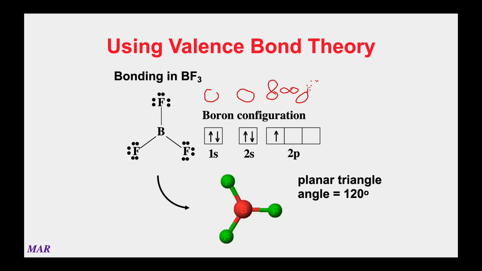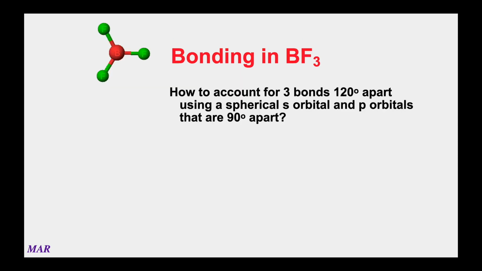Anyway, how do you go from these 90-degree p angles and no angles with the s's? How the heck do you get that into a planar triangle or trigonal planar angle at 120 degrees? And that's the question here that valence bond has to answer. So again, this is really important. How the heck do you go from the atomic orbitals into the molecular orbitals? How do you go from things which are at best 90 degrees apart into 120?